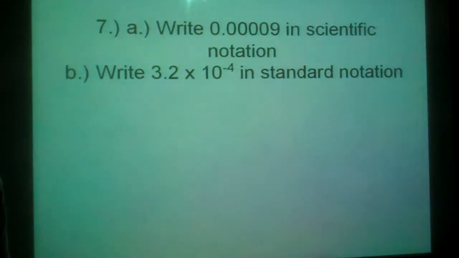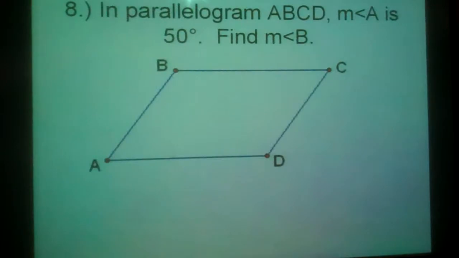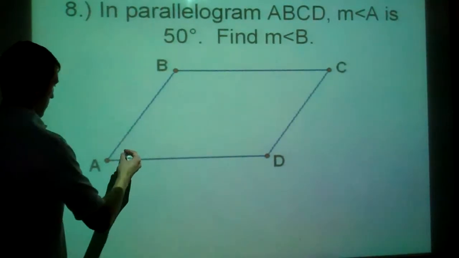Alright, check my time real quick here. Getting up there. Alright. Number 8. In this parallelogram, measure of angle A is 50 degrees. Find the measure of angle B.